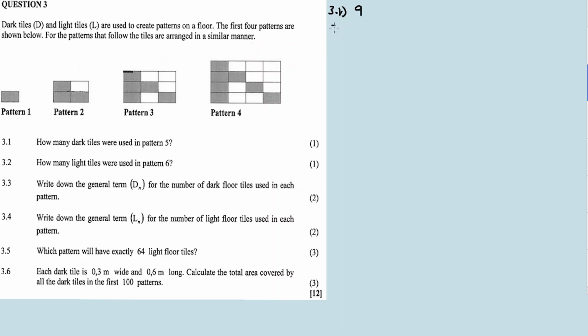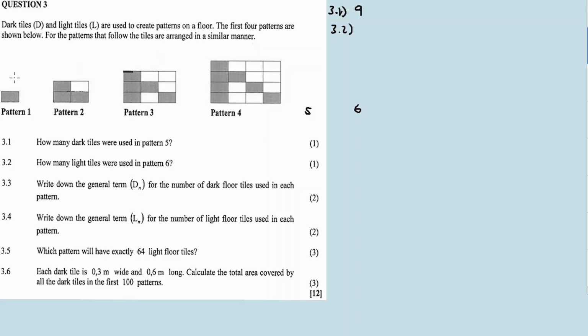3.2, how many light tiles were used in pattern number 6? Before we get to pattern number 6, we must pass through pattern number 5. From 1, 2, 3, 4, 5, then we get to 6. In order to find the 6, we need pattern number 5. Let's go ahead again and study the pattern for the light tiles.